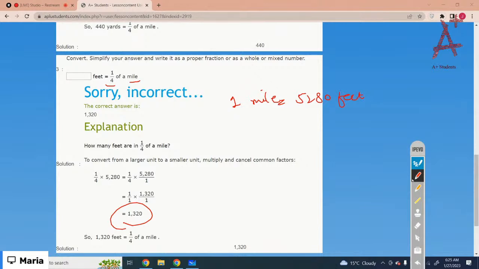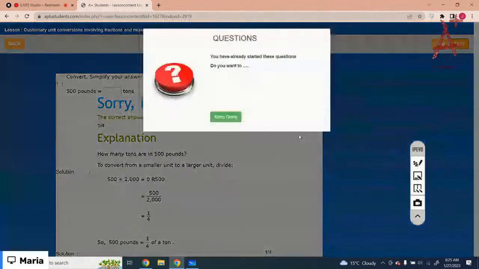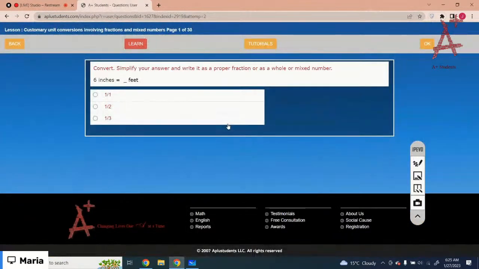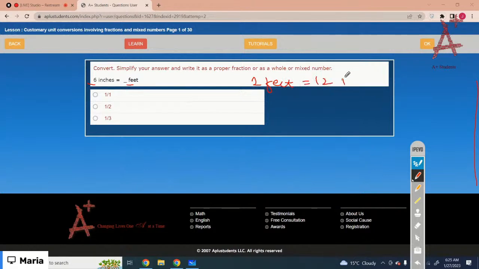Let's just start with the practice questions. Okay, simplify your answer and write it as a fraction or whole number. So you have to convert 6 inches to feet. We know that 1 foot equals 12 inches. Got it? So you need to divide 6 over 12. That means it looks like 6 over 12.